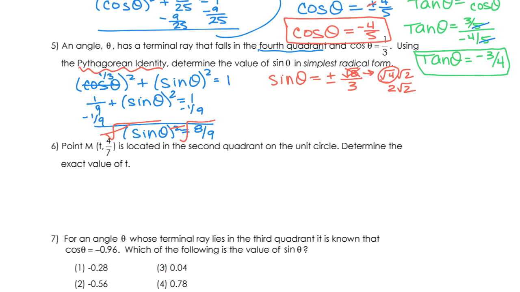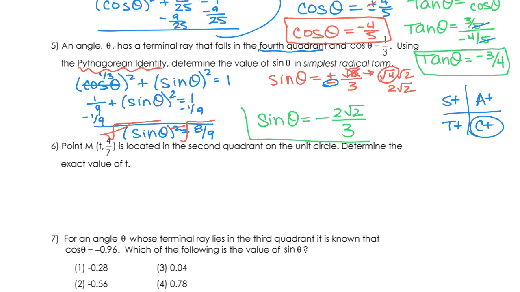And at the same time, they said that this is a fourth quadrant. So all students take calculus. Cosine theta is the only one that's positive in quadrant 4, and therefore sine theta will be negative. So our final answer here will be that sine theta is equal to negative 2 square root of 2 over 3. And there is our exact value of sine theta. Okay. All right, let's take a look at number 6.